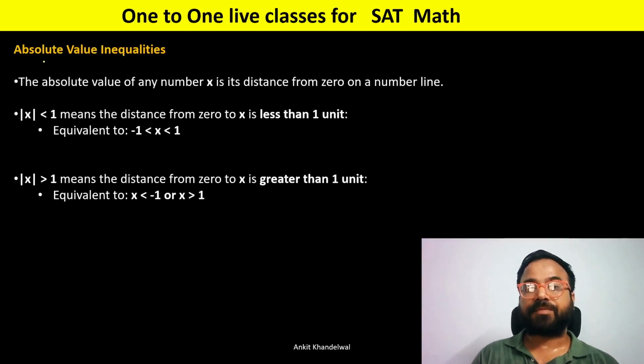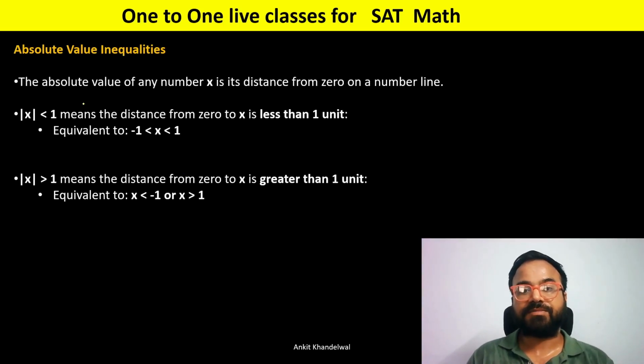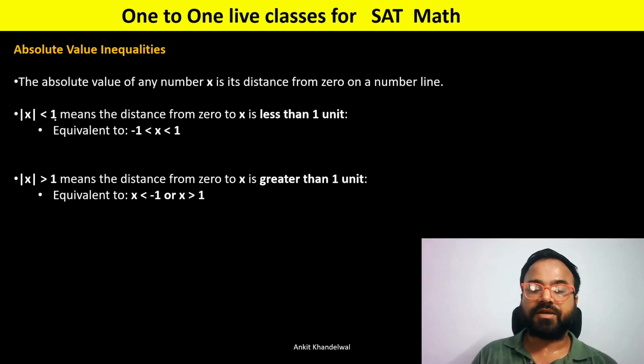When we talk about the absolute value inequality, we have covered the absolute value function in the previous videos, what is the meaning of the absolute value. So here in the absolute value inequality, we'll have this type: either something will be less than 1 or something will be greater than a particular number, let's say a 1. So what does that mean?